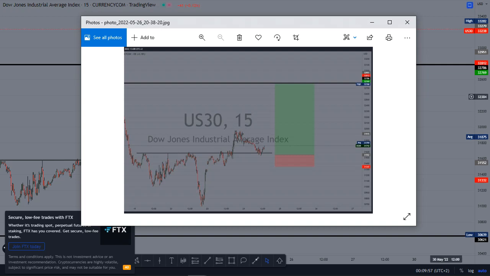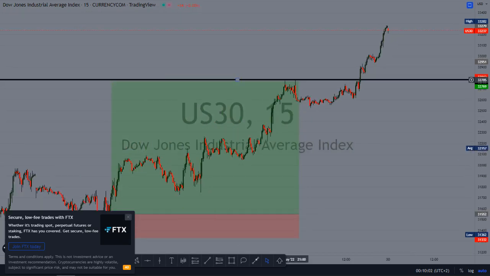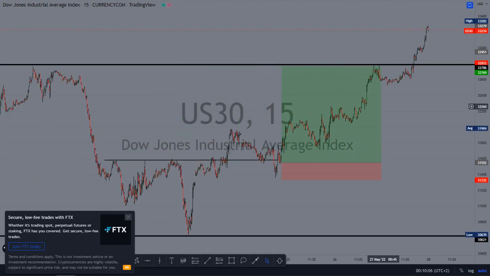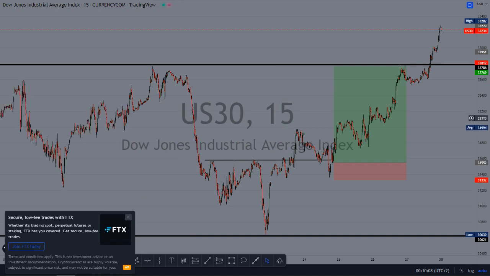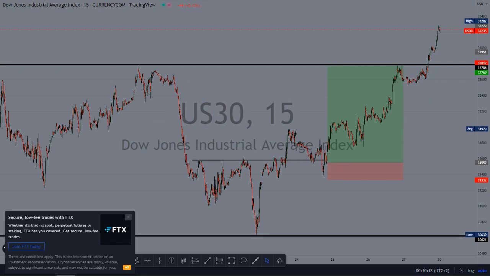So if we go on the chart, we will be able to see that my take profit has been hit and still the market is going up. So we're managing our trades, we are trailing our stop loss. So let's see what happens in the market.